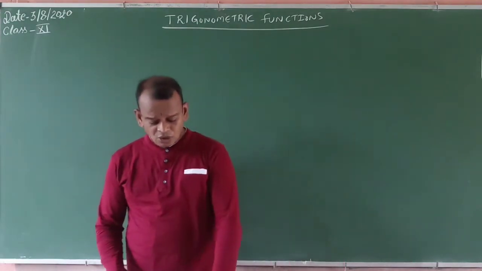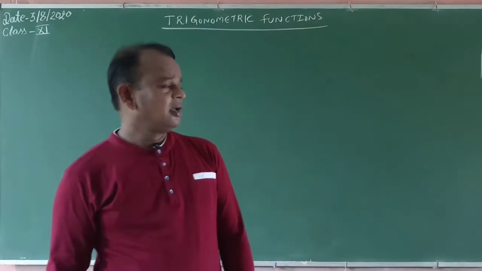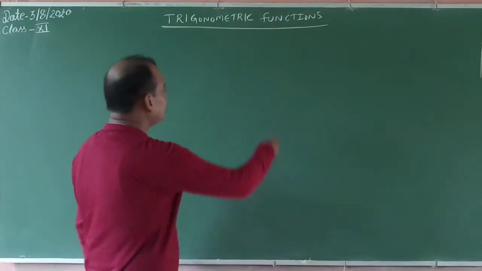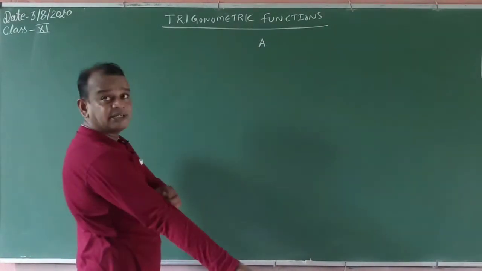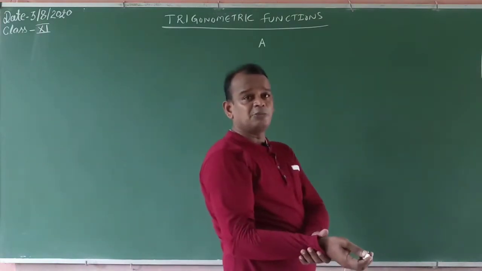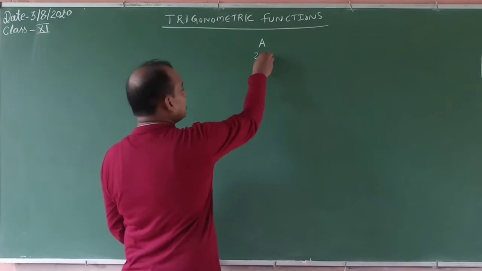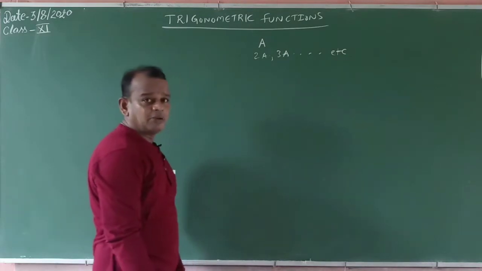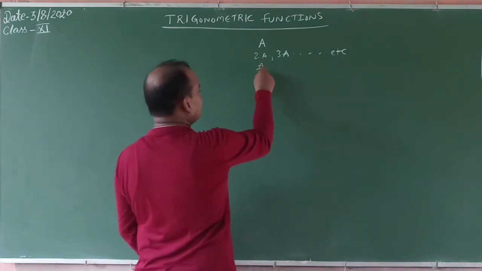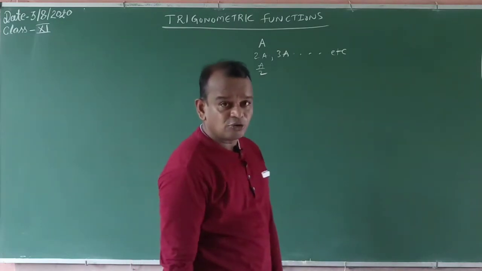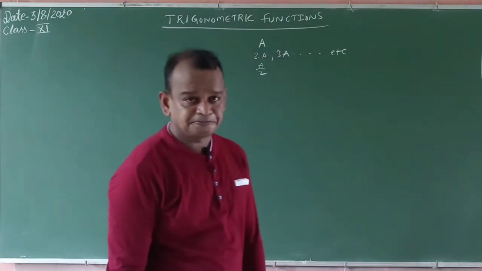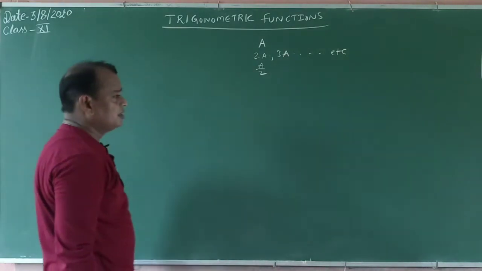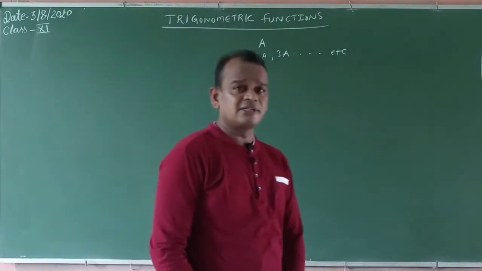Now today I will discuss multiple angles and submultiple angles. Let A be the angle. Multiples of the angle with real numbers, that is 2A, 3A and so on, are called the multiple angles. Submultiples A by 2, A by 3, 3A by 4 are called the submultiple angles. Today we discuss multiple angles and submultiple angles.